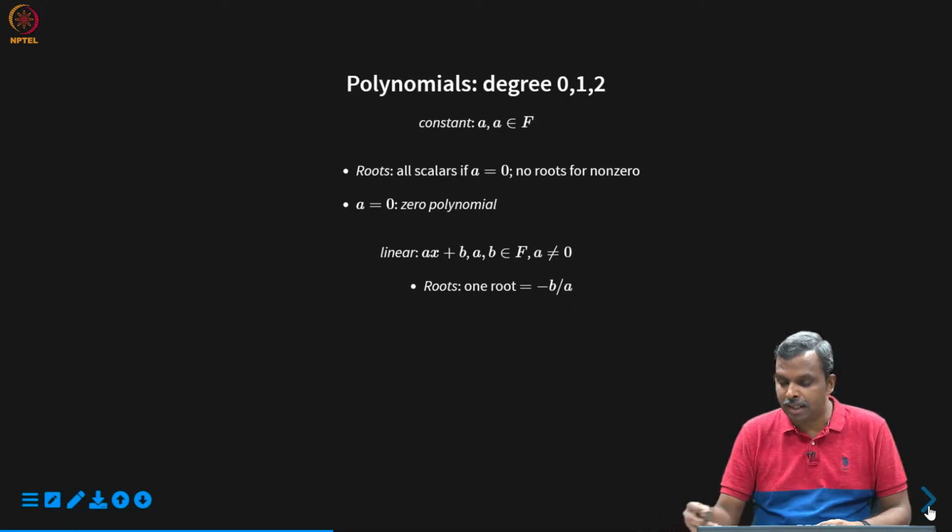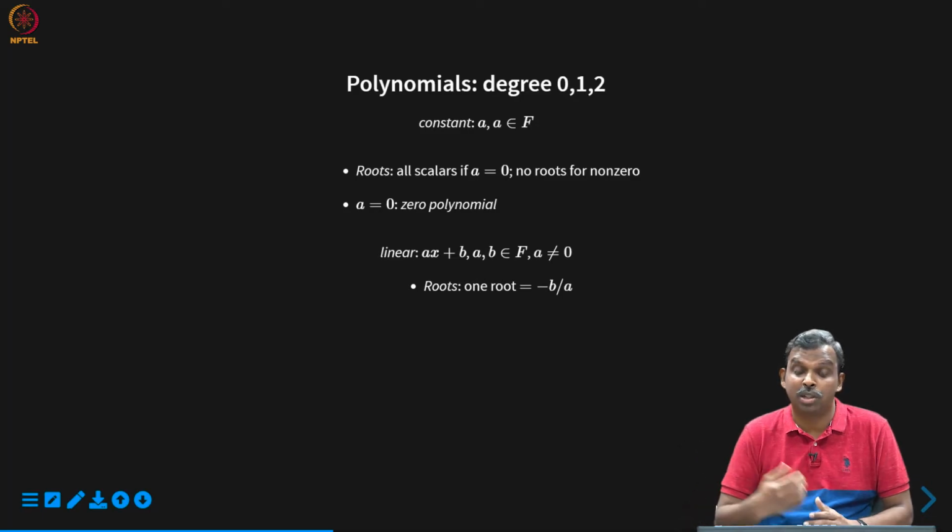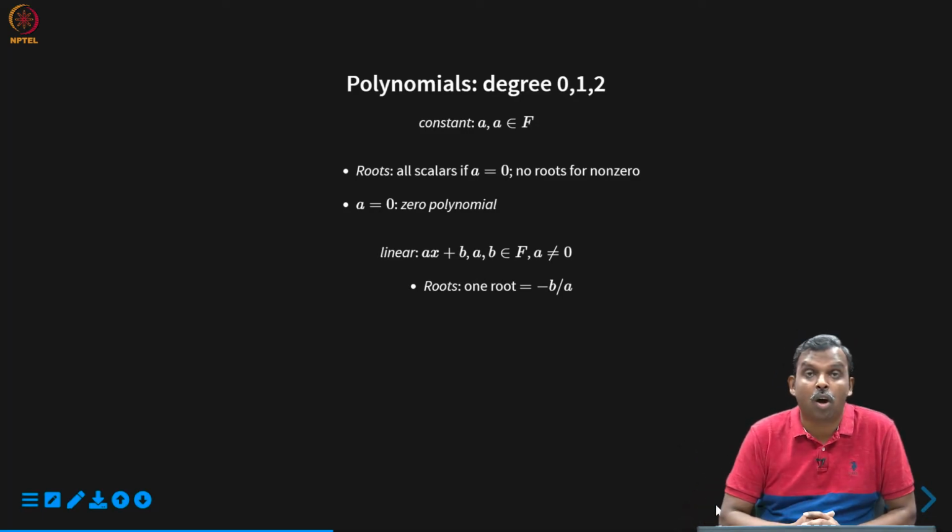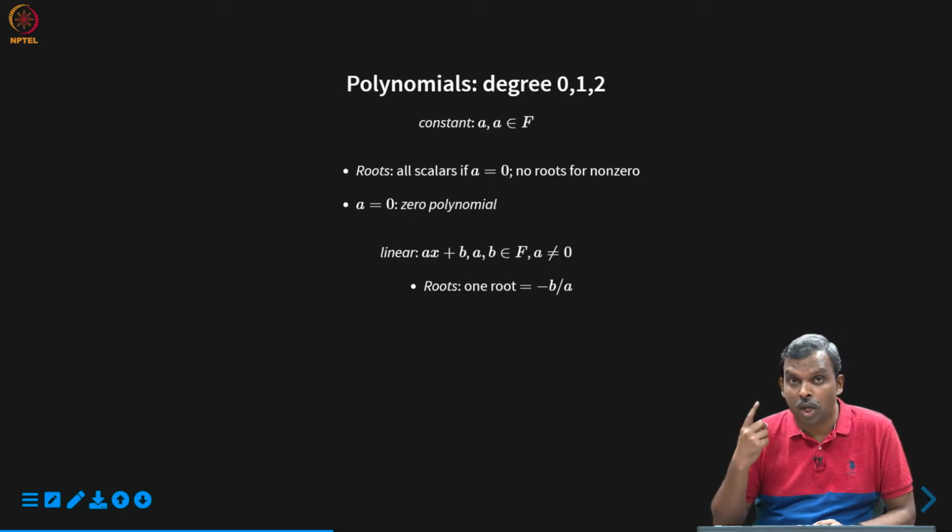Now the next interesting case is this linear polynomial, or polynomials of degree 1. They are going to be of this form ax plus b, where a and b are from the field and a is not 0, right? And you can quickly see from your knowledge of these linear functions and polynomials that they have just one root, and that is minus b by a. ax plus b equals 0, you solve for x, you get minus b by a, right.